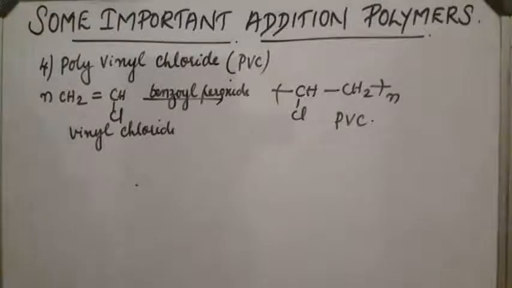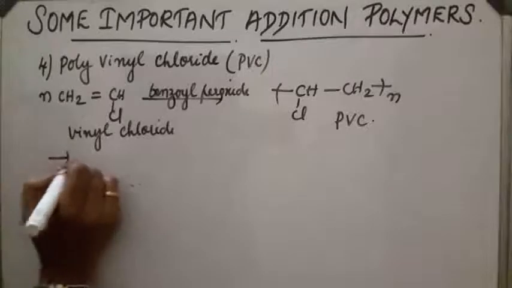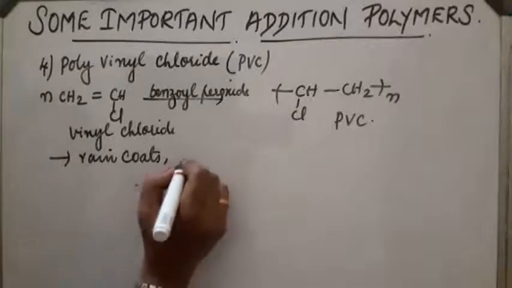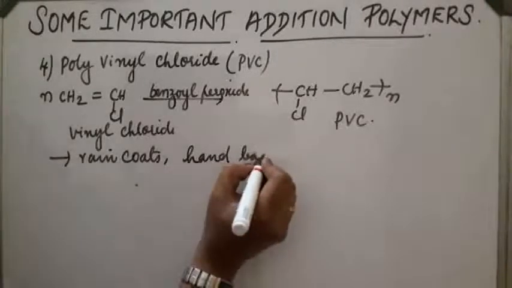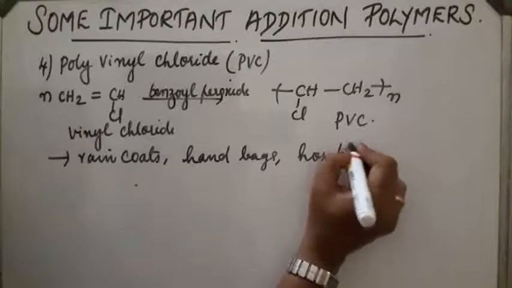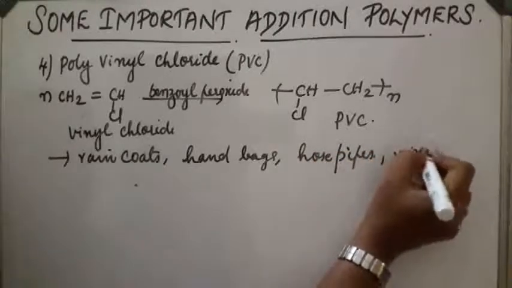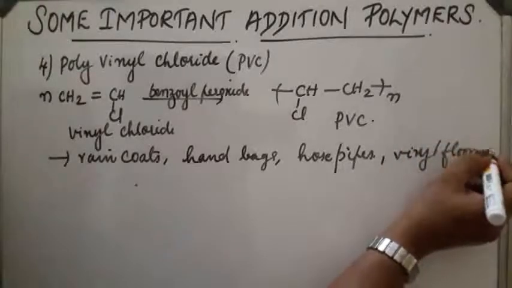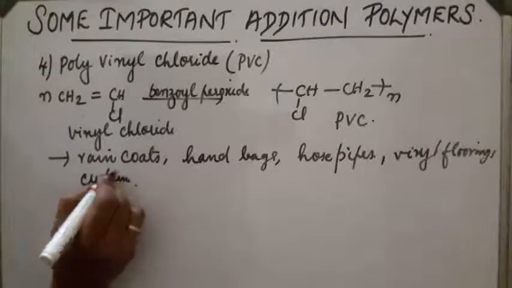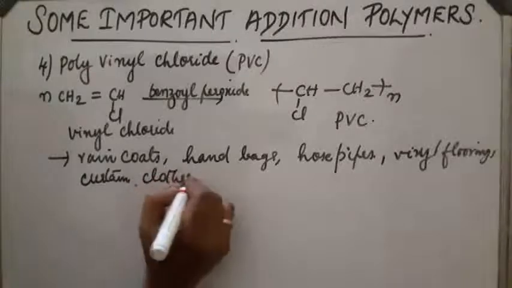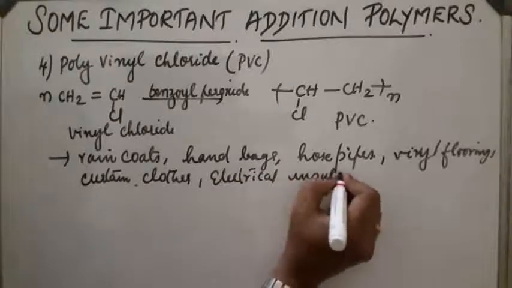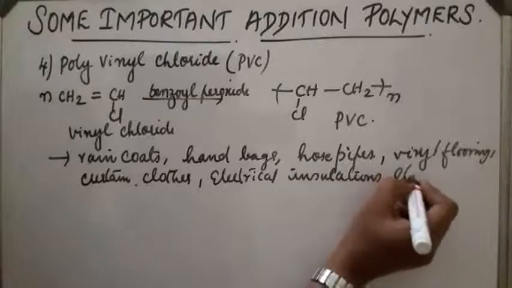Then its uses. It can be used for making raincoats, handbags, hose pipes, vinyl floorings, curtain clothes, electrical insulations, etc. Electrical insulations, etc. are the uses.